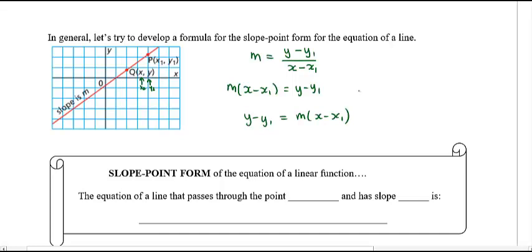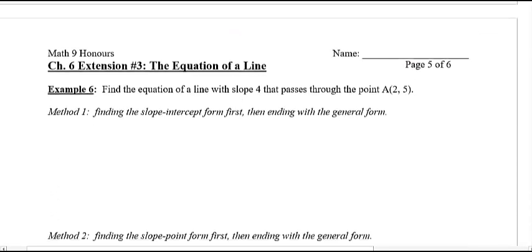So the slope point form of the equation of a linear function is this. It's a line that passes through the point x1 comma y1 and has slope m, and it's found by using this formula, y minus y1 equals m bracket x minus x sub 1. There you go. I'd memorize this too. You'll use it again in calculus.